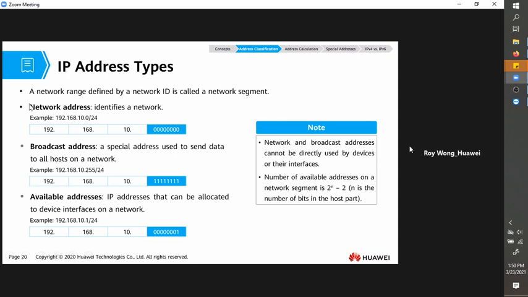Okay, IP address type. A network range defined by a network ID is called network segment. Network address identify the network, example 192.168.10.1. Ini ialah mereka punya network address. For broadcast, then the last host ID here ialah semua satu. Okay, sebab tak ada orang gunakan nombor ini lah. This is the broadcast. Okay, broadcast available address. IP address that can be allocated to the device interface on the network. Kalau you ada itu host punya ID, macam ni satu dari belakang kan, inilah .10.1.